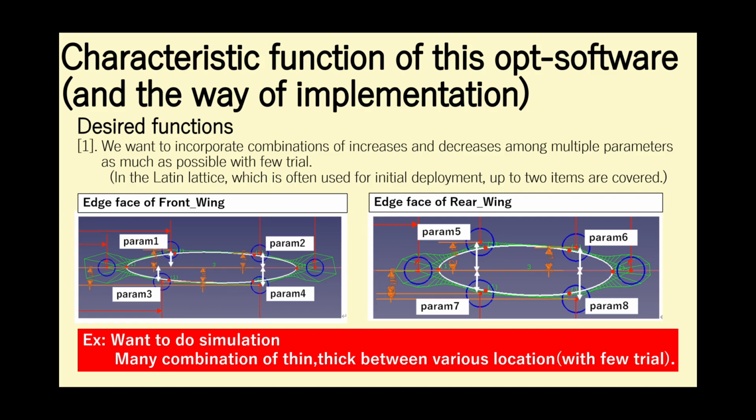Characteristic functions of this optimization software. Desired function: we want to incorporate combinations of increase and decrease among multiple parameters, as much as possible with few trials.